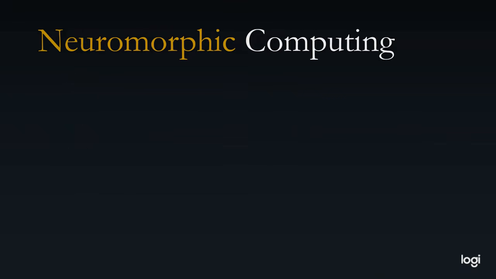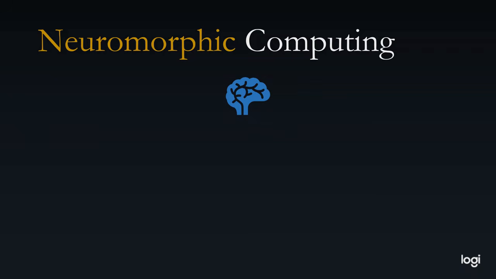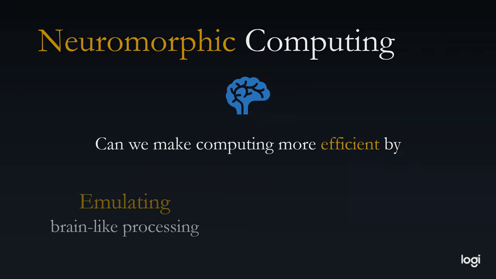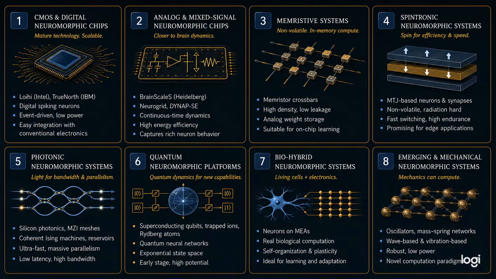And this is where neuromorphic computing enters the picture. Neuromorphic computing is brain-inspired computing architectures, and it asks a very simple question, in as many words again: can we make computing more efficient by emulating brain-like processing and/or co-locating memory and computing? These are seemingly simple questions, but they have spawned a whole ecosystem of research. I wouldn't even call it an area, I would call it an ecosystem of research, because you've got different technologies contributing to this area, and each technology is very rich and diverse in its own way, right?